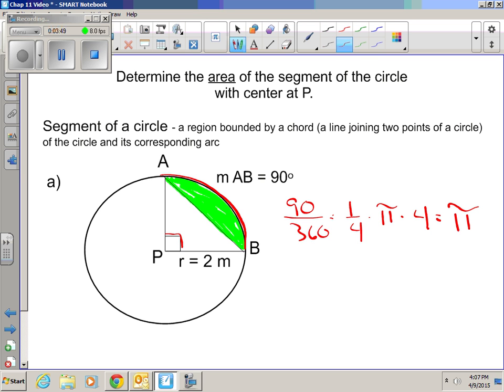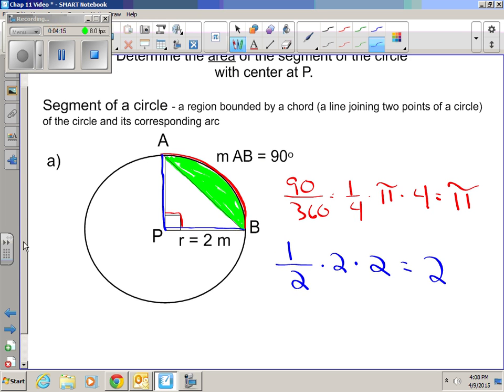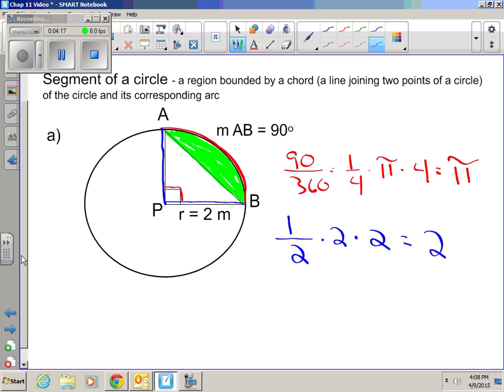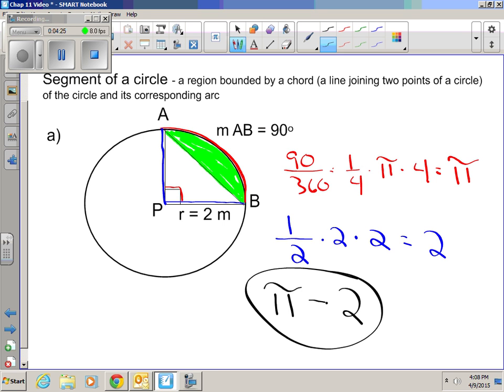To find the area of my triangle, I need to do 1/2 base times height. Notice that my base here is 2. My height is also 2. It's nice when we have a right triangle. So the area of our triangle is 1/2 times the base, 2, times the height, 2. 1/2 times 2 times 2 is 2. So therefore, the area of that segment is going to be pi, the area of the sector, minus the area of the triangle, 2. And there is our final answer.